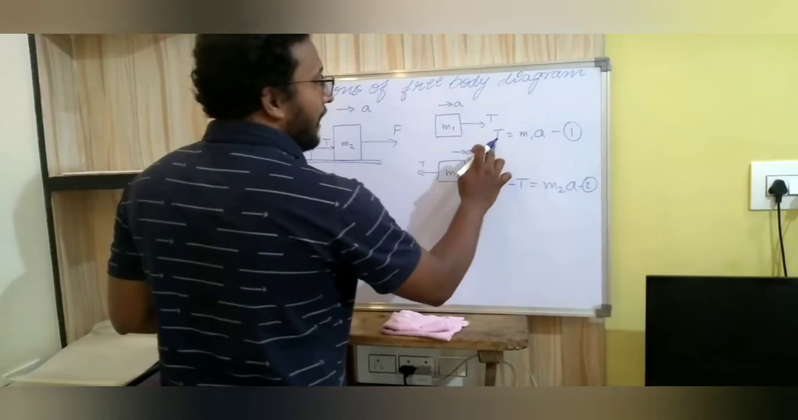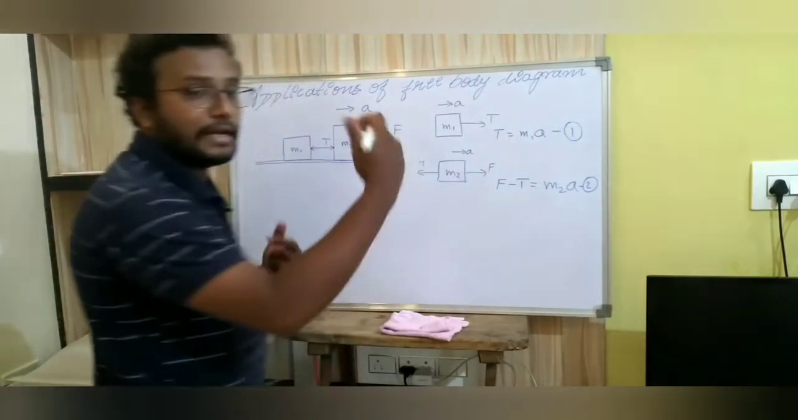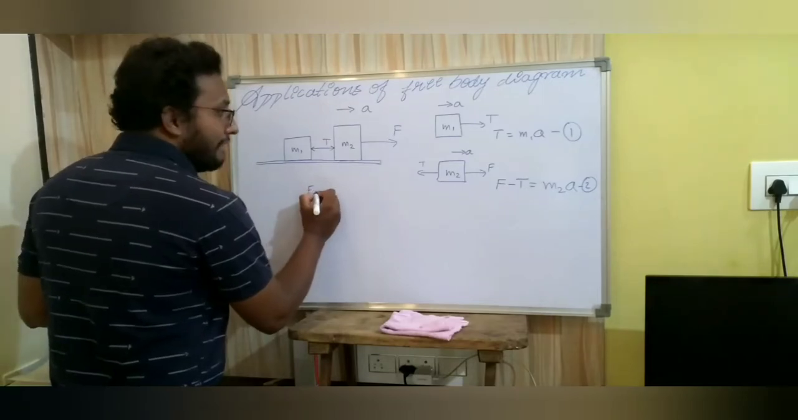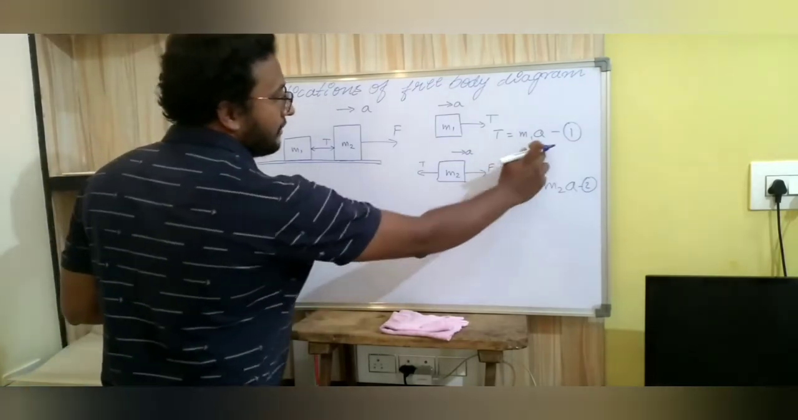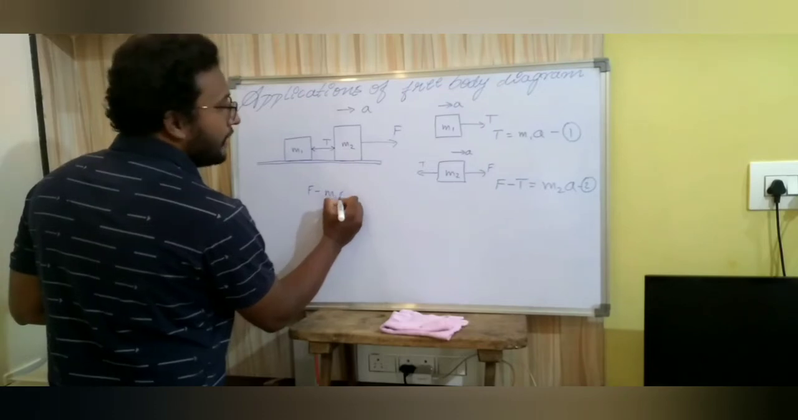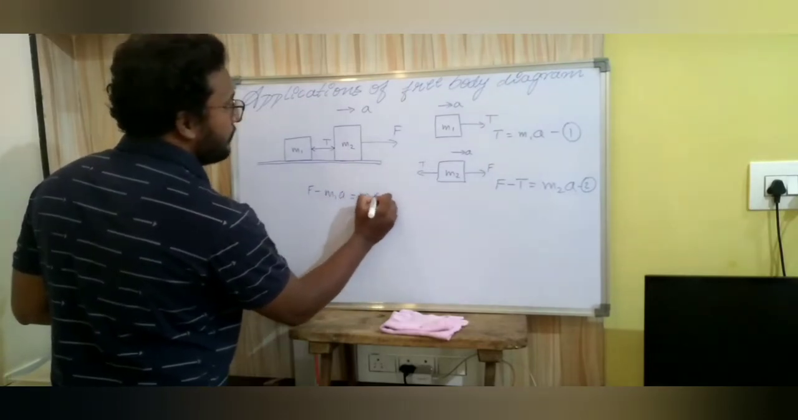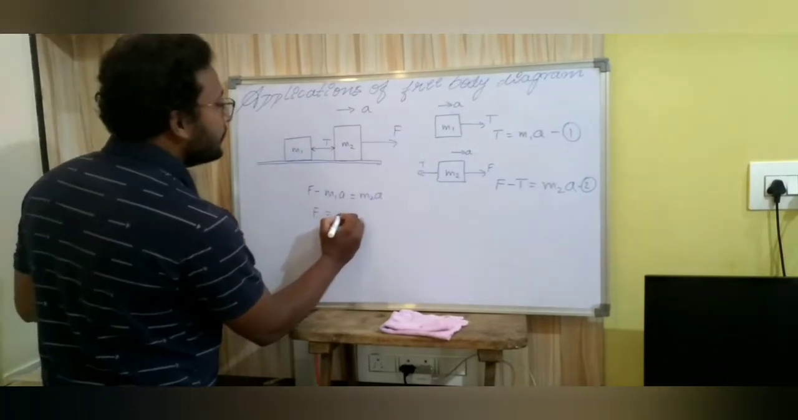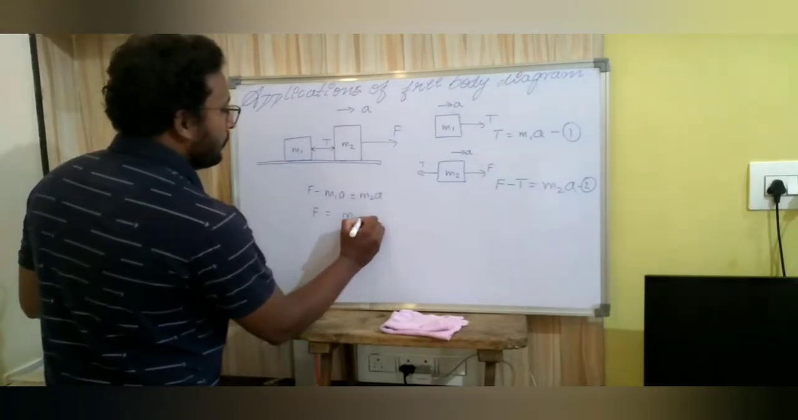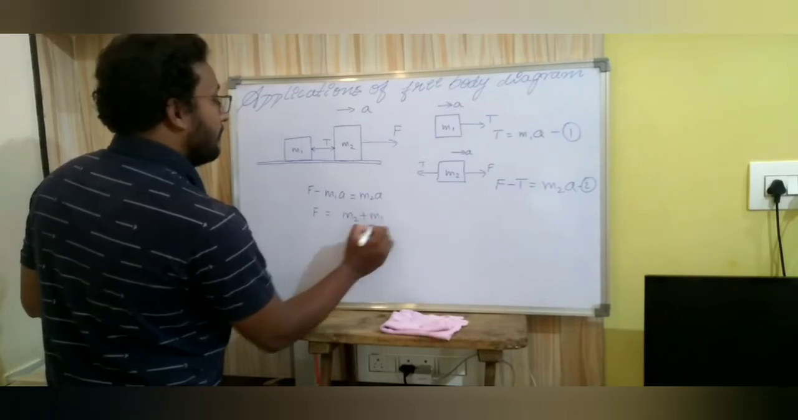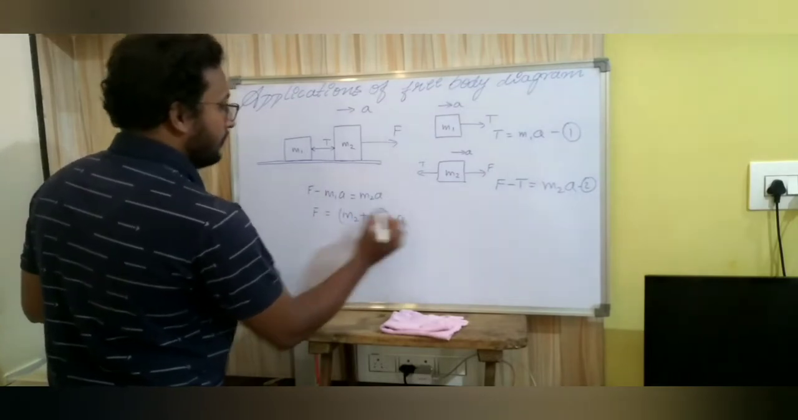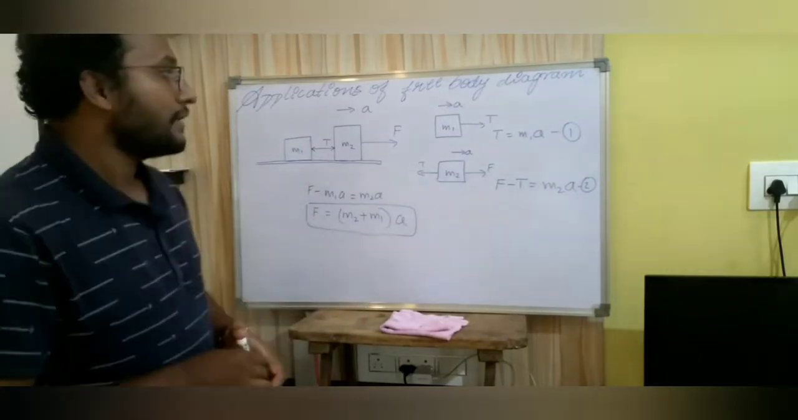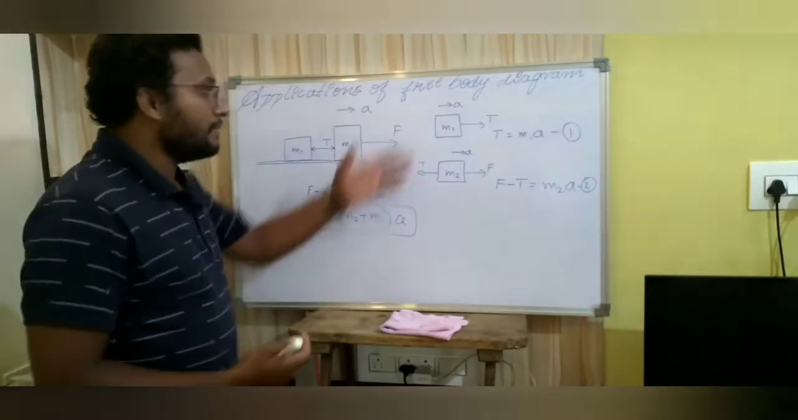So finally we have from equation 1, T is equal to M1 into A. Therefore equation number 2 will be F minus, in place of T I'll substitute this, M1 into A, is equal to M2 into A, or finally F is equal to M2 plus M1, whole thing multiplied by A. So this is the required equation, which is easily obtained by using this free body.